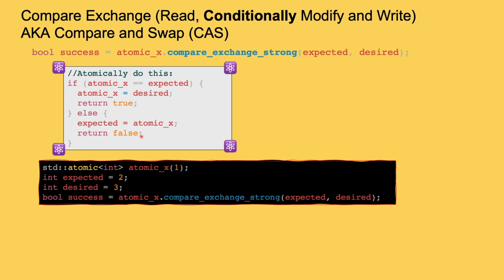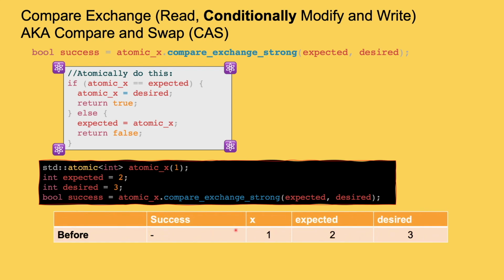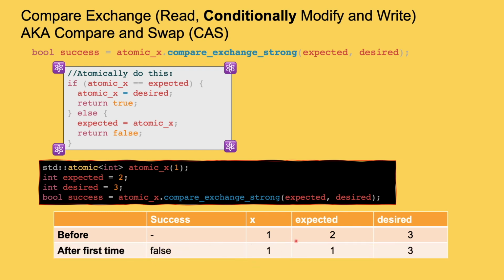Now, let's see an example. Let's say atomic x is initialized to 1, the expected value is 2, the desired value is 3, and then we run this line to do compare and exchange with expected and desired. So before running this, x is 1, expected is 2, desired is 3. Once we run this, the first time you run this line, you will get false because expected and x are not equal. So we would be in the else part of this algorithm, expected should be updated to atomic x, so we update expected to 1 and we return false.